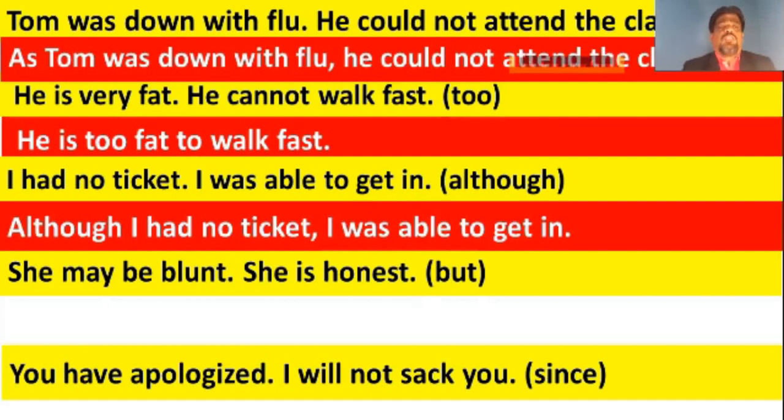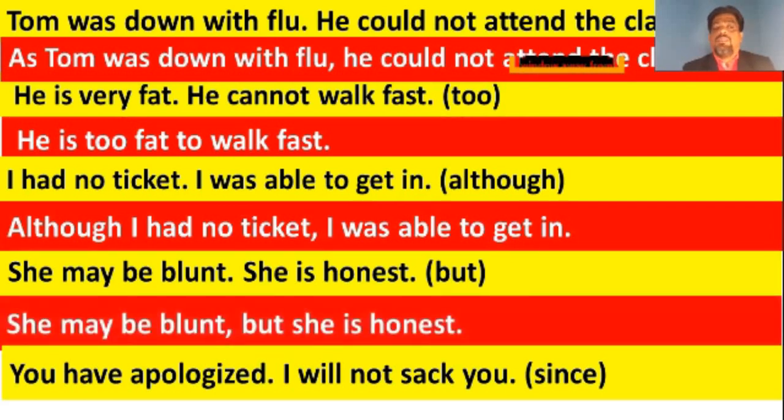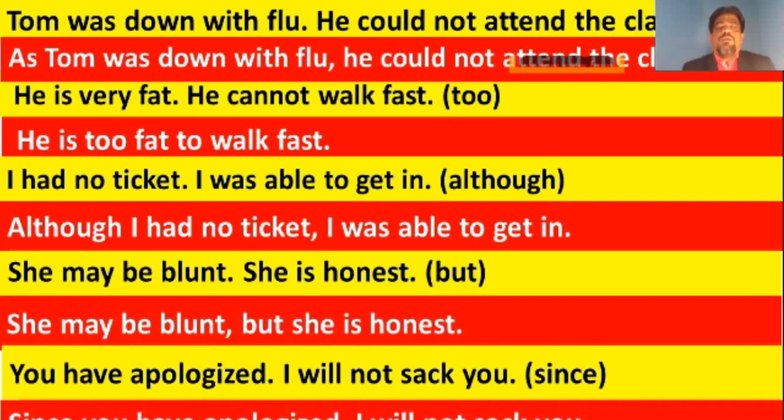And now the fourth sentence: she may be blunt, she is honest. Two opposite ideas. She may be blunt, rough, very tough, and then she is honest. How could we make these two sentences into one sentence using the conjunction but? Here comes the answer. She may be blunt, but she is honest. One sentence. And the last one: you have apologized, I will not sack you. And the answer is, since you have apologized, I will not sack you.